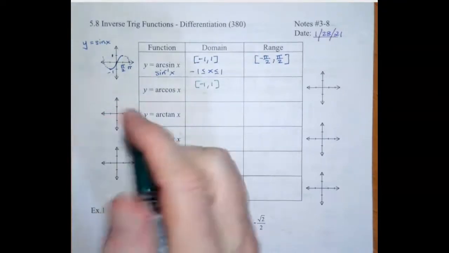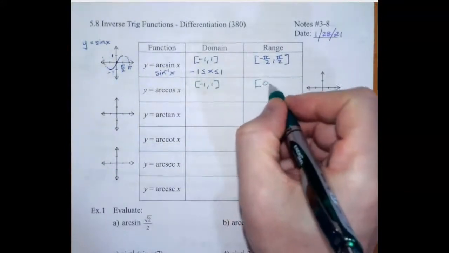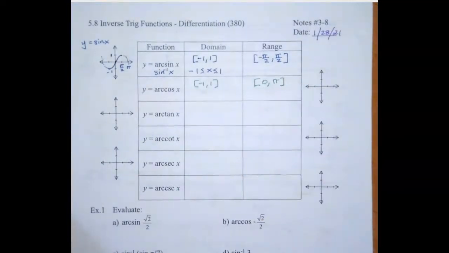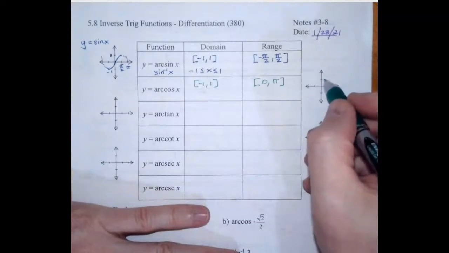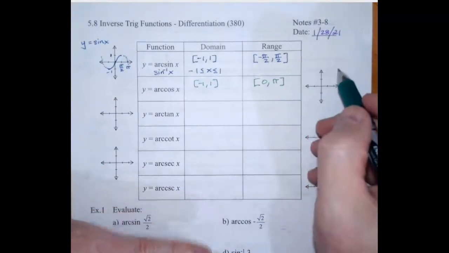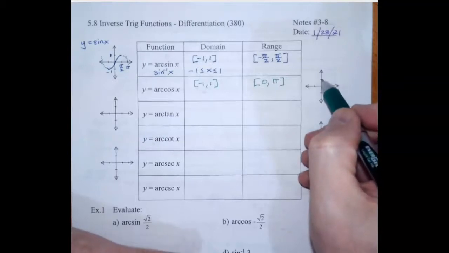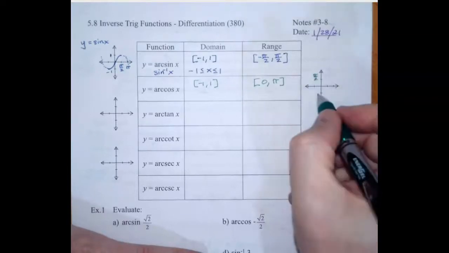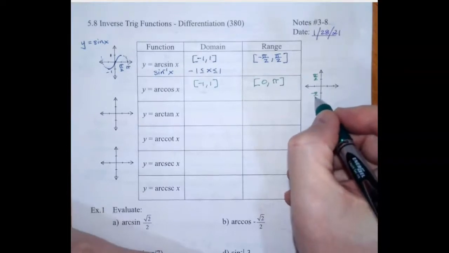So what we need to do is shift that over and start at 0 instead. So we're going to start at 0 and go all the way to pi for cosine. So we can graph that over here. Now, it's a little bit trickier. So if you think about it, we were at 0, 1. Now it's a little bit awkward, but this is pi over 2, and this is -pi over 2.